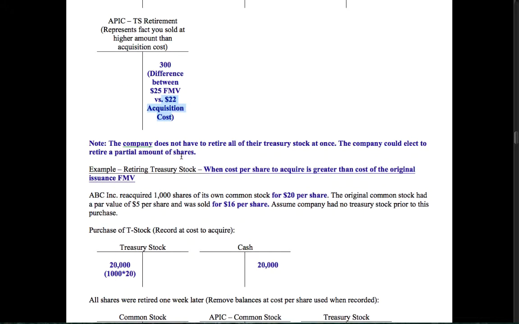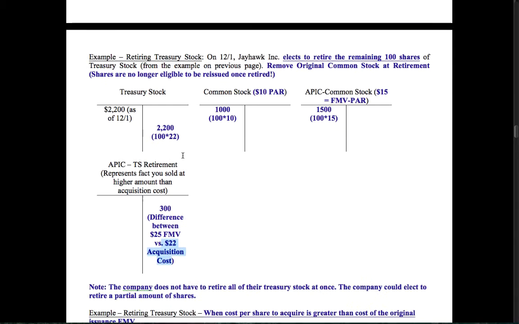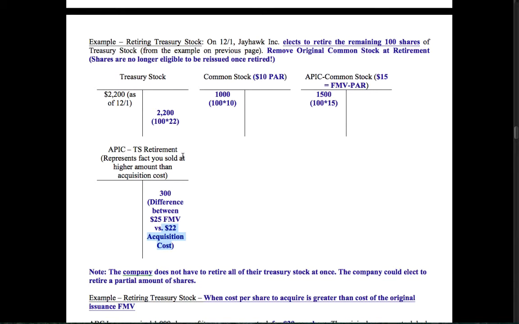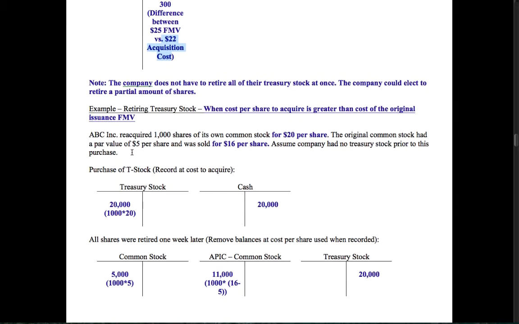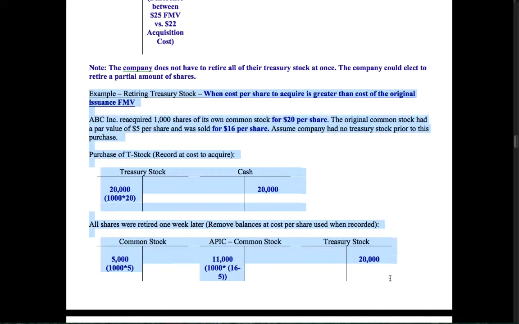Also to note, you may have questions on your homework, quiz, or exam where I just give you this part of the problem, just the retirement aspect, similar to what we did down here in this example. Make sure that you can calculate and do this type of problem given the information is shown. I will give you the same information that is present with regards to the cost to acquire, the par value, and the price that you originally sold the shares for. So you'll have all the information you need to record these entries.